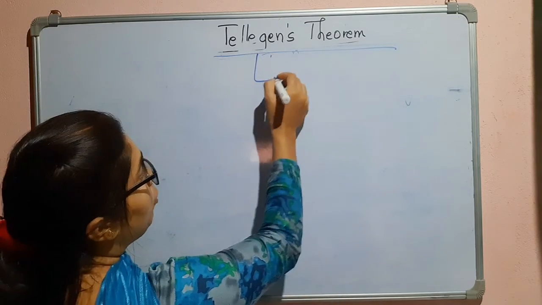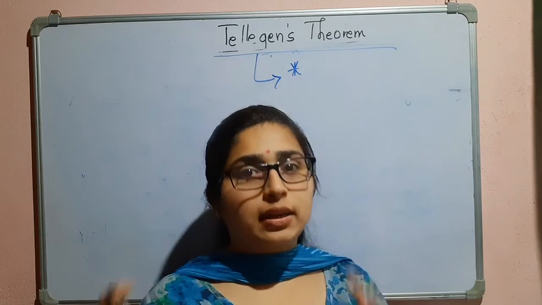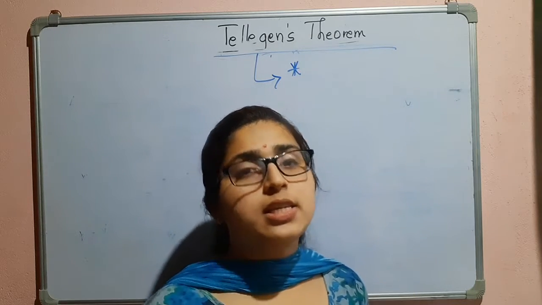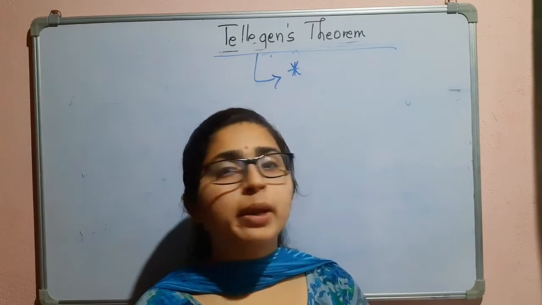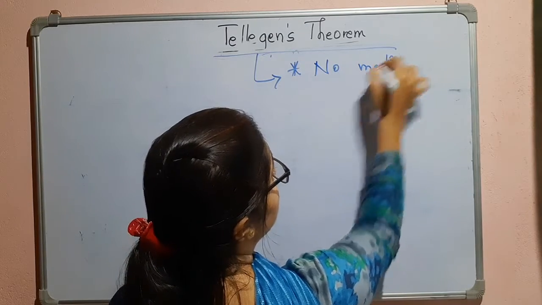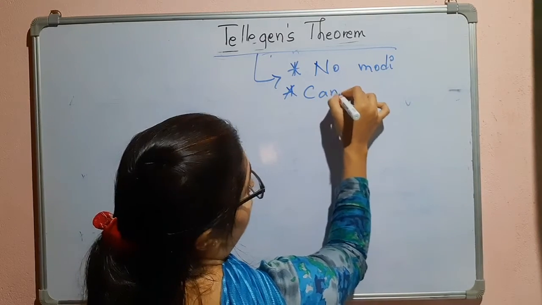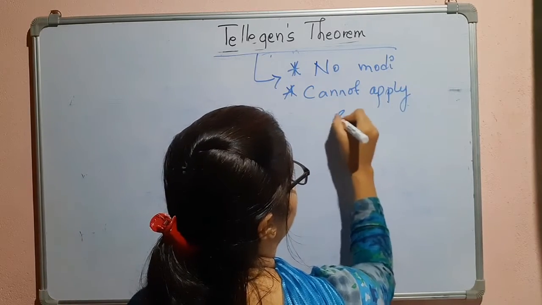One important point is that when applying Tellegen's theorem, do not alter the circuit. Whatever original circuit they have given, please keep it as it is. No modification. That means you cannot apply source transformation either.